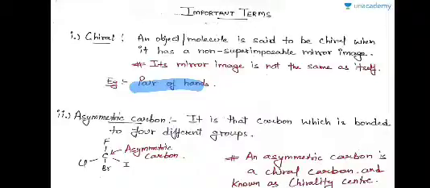Second, we have asymmetric carbon. Friends, an asymmetric carbon is that carbon which is bonded to four different groups. For example, here the carbon is bonded to fluorine, chlorine, bromine and iodine. These all four are different groups. So this carbon is known as asymmetric carbon. And this asymmetric carbon is also called a chiral carbon, a chirality center, a stereo center, etc.